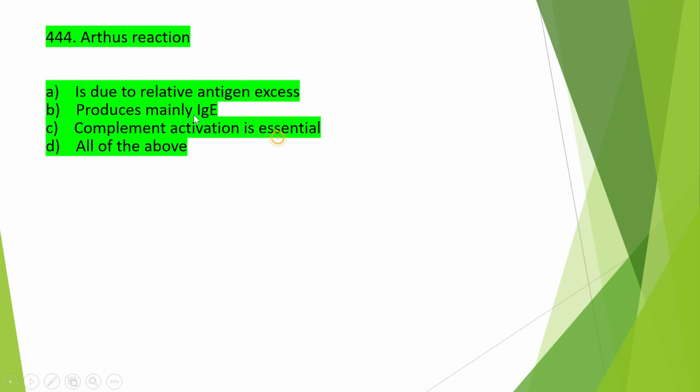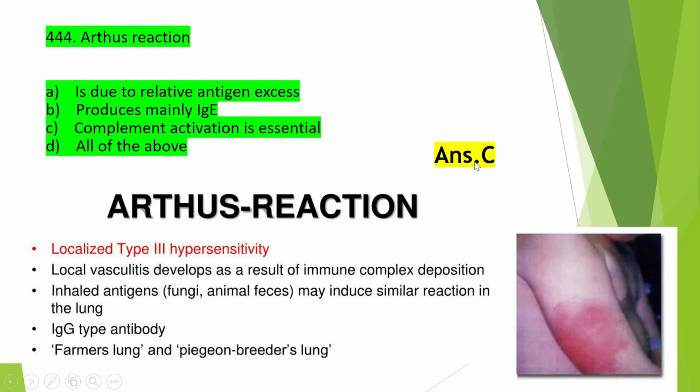Okay, so next one is: Arthus reaction is due to relative antigen excess, or produces mainly IgE, or complement activation is essential, or all of the above. The right one is option C, that is complement activation is essential for Arthus reaction. So what is Arthus reaction? Arthus reaction is a localized type 3 hypersensitivity reaction.